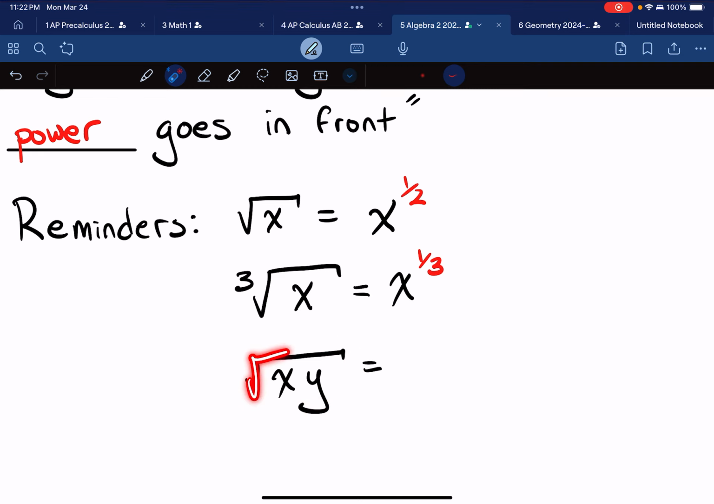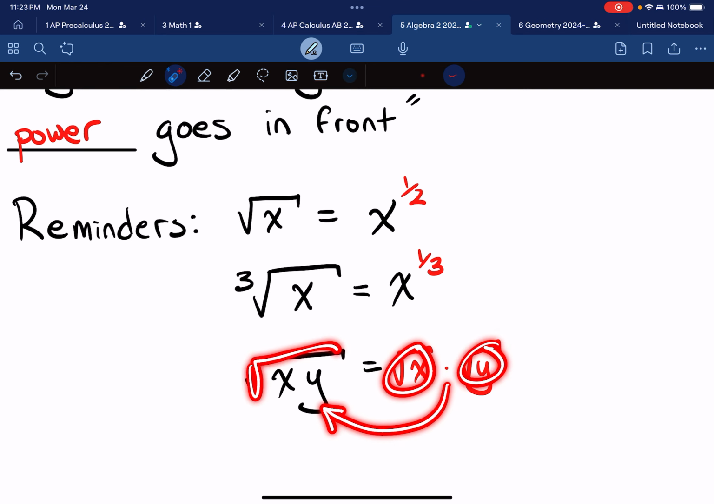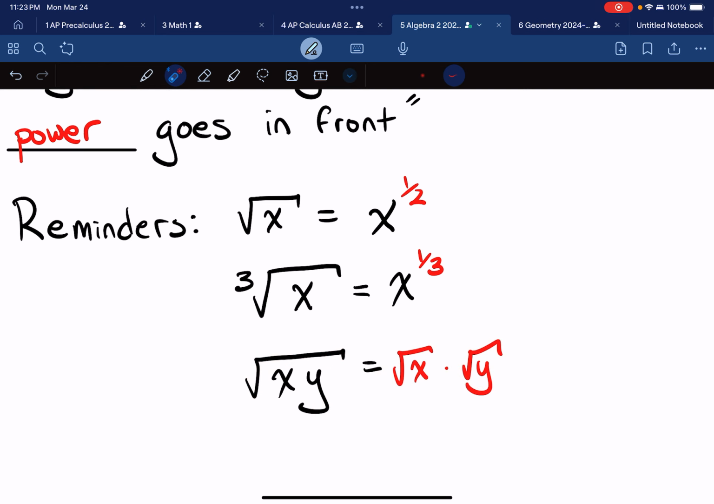If I have the square root of xy, it's the same thing as saying the square root of x times the square root of y individually. These two radicals can be split apart, and it goes vice versa. If I have these two radicals, I can combine them into one radical, and that's probably the property that you're going to be using. You're going to be going this direction today, where you have a square root and another square root, and you're going to combine them all into one square root.